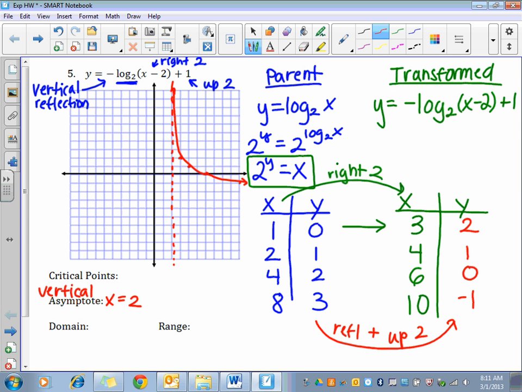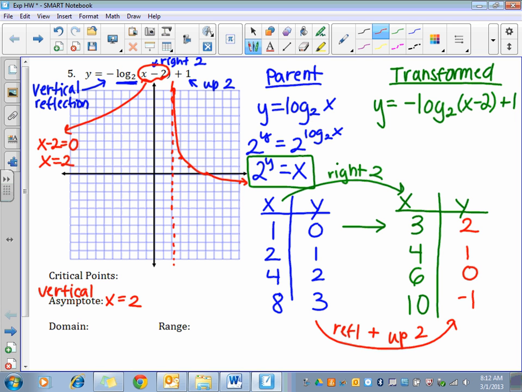Another way to think about where the asymptote will occur is I know that you can never take a logarithm of something that is negative or equal to 0. So I want to determine when does this argument equal 0. So when does x minus 2 equal 0? Well, that has to be where x equals 2. So that is where the function is undefined, and thus there's an asymptote there.